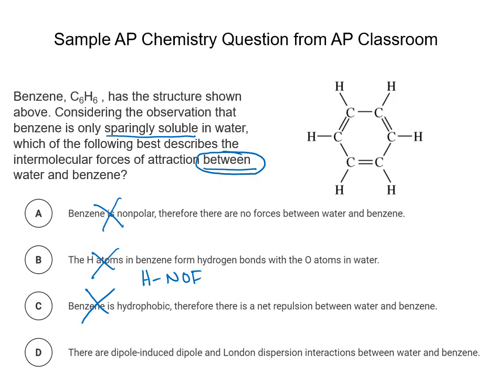And then we have there are dipole-induced dipole and London dispersion interactions between water and benzene. So we know they both have London dispersion interactions. They both have electron clouds, and water's polar, so it is going to induce a dipole. So it looks like our right answer should be D.